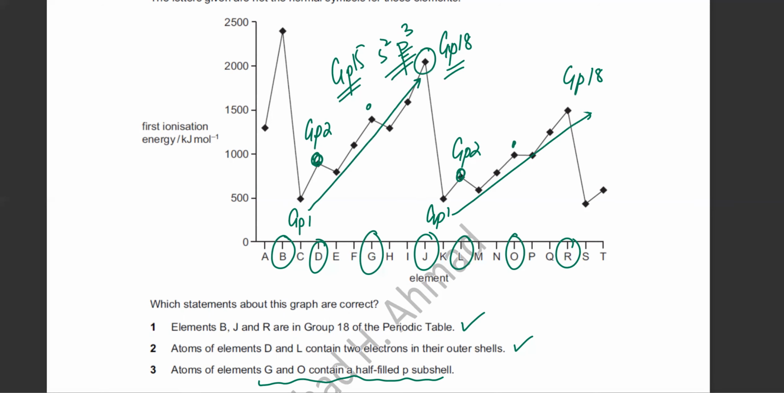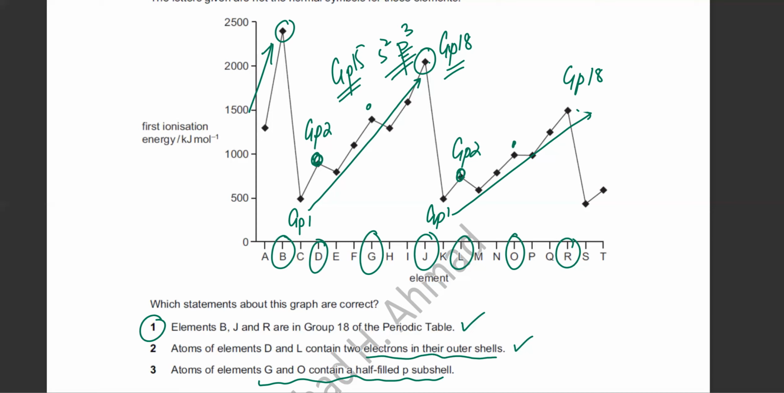So he was talking about B, J and R. Basically this one, and this one. The first period just has 2 elements, hydrogen and helium, so you don't have much happening over there, but they all belong to group 18. Which is why the first one is correct. Is that clear? Okay.